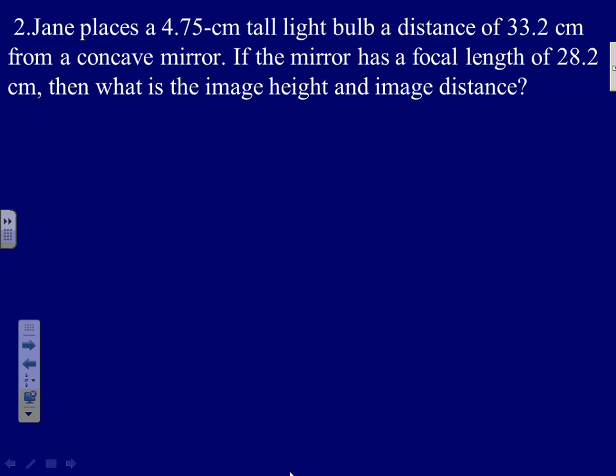That last example, remember when I switched the DI and the DO, I had a negative in there for the distance to the object, and that doesn't work. You can't put an object in behind a mirror. That's not the way the universe works. So that question was no good.